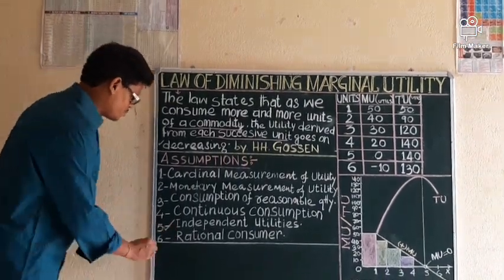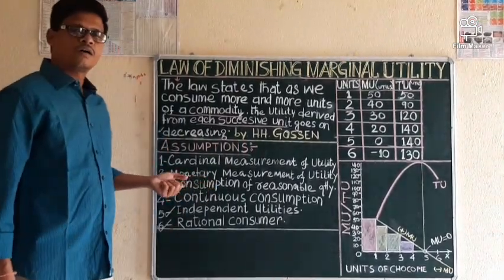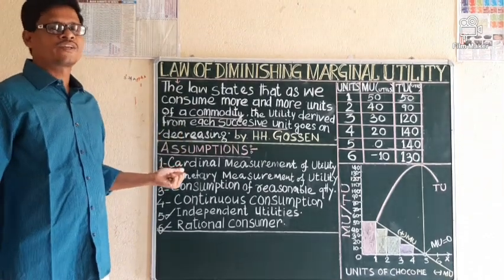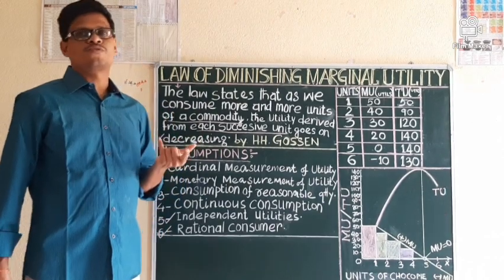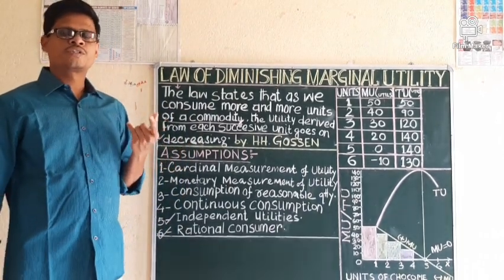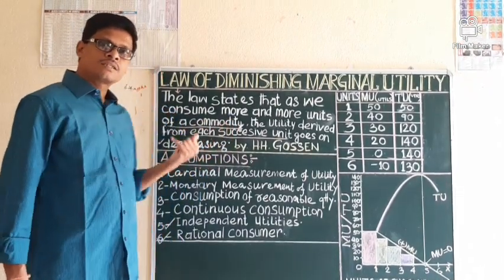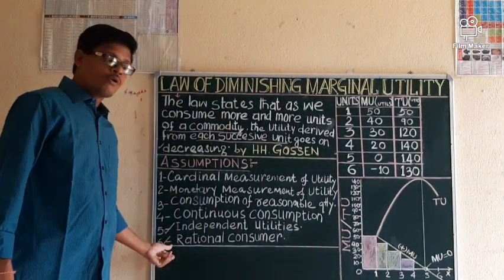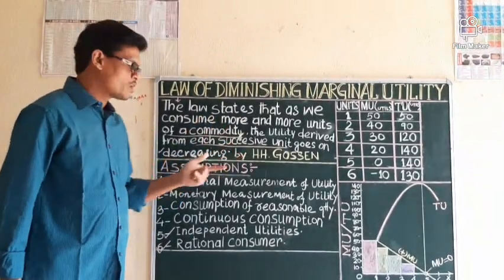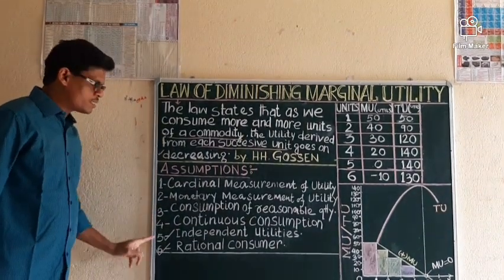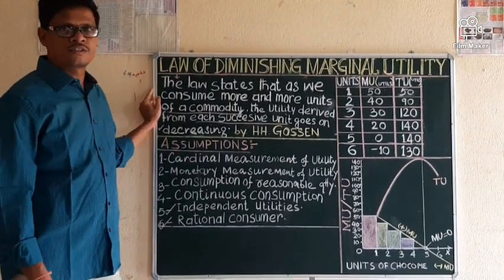And the last one is the rational consumer. The person under our study is a rational consumer. Means a rational consumer is a calculative consumer, a consumer with prudence who calculates every profit and loss and assumes to know at which point of consumption he will be maximizing his satisfaction. So here, based upon all these assumptions, this law of diminishing marginal utility stands.